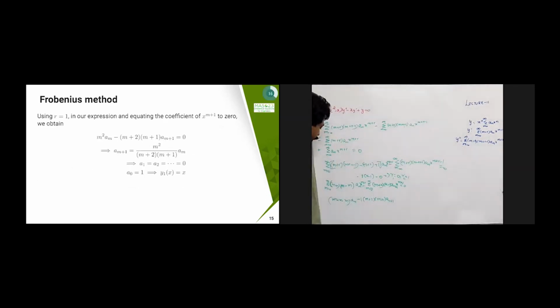Okay, so therefore this is going to become like a(m plus 1). Each coefficient you are going to equate to 0. So a(m plus 1) is going to become like m square am divided by m plus 2 into m plus 1.